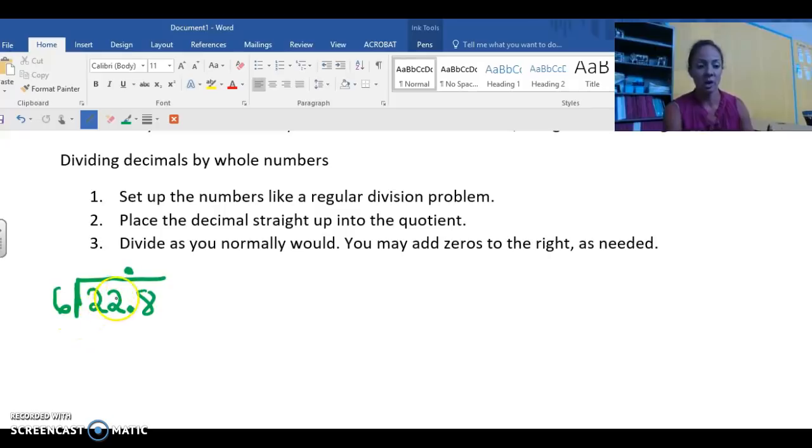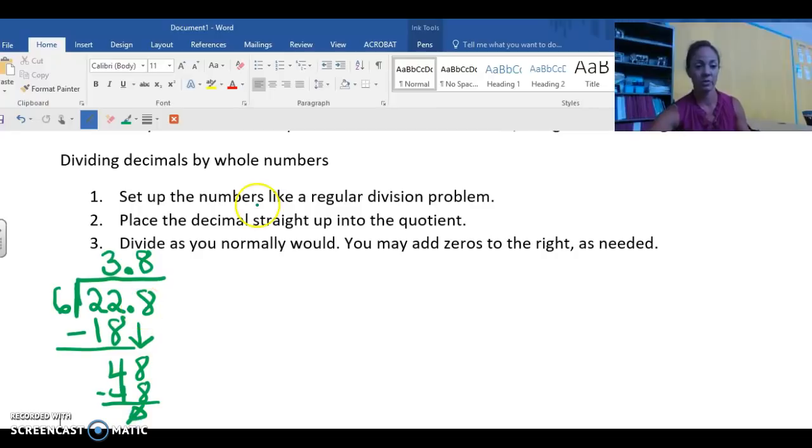Step 3 is divide as you normally would. So 6 can go into 22 3 times. 3 times 6 is 18. So we subtract that. 22 minus 18 is 4. Let's bring down that 8. And 6 times what? 6 times 8 equals 48. And we come up with no remainder. There you go. You just did all 3 steps for dividing decimals by whole numbers.